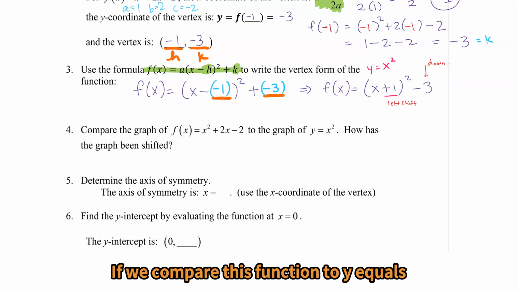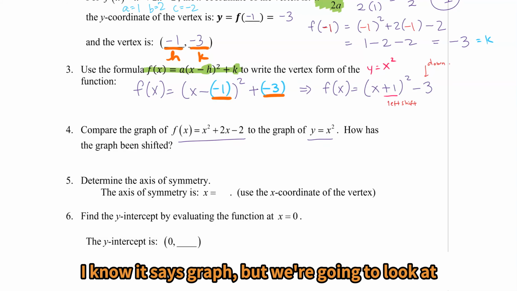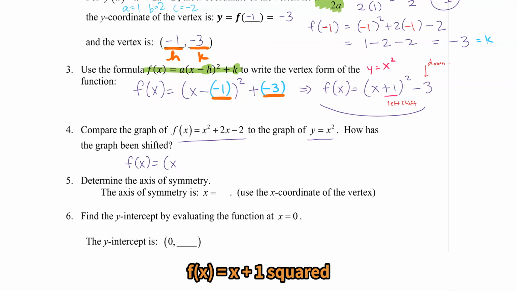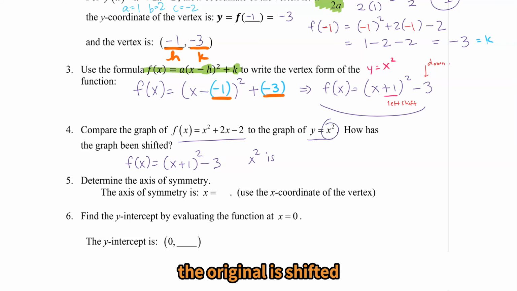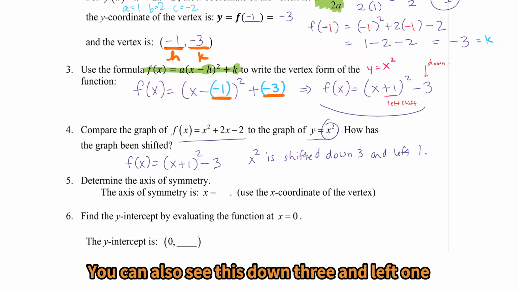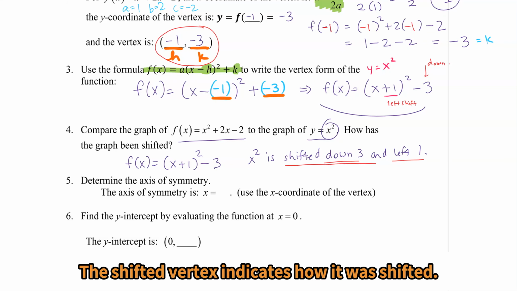If we compare this function to y equals x squared, how has the graph been shifted? I know it says graph, but we're going to look at the vertex form of the equation. F of x, x plus 1 squared minus 3, x squared, the original, is shifted down 3 and left 1. You can also see this down 3 and left 1 in the values of our vertex. The shifted vertex indicates how it was shifted.